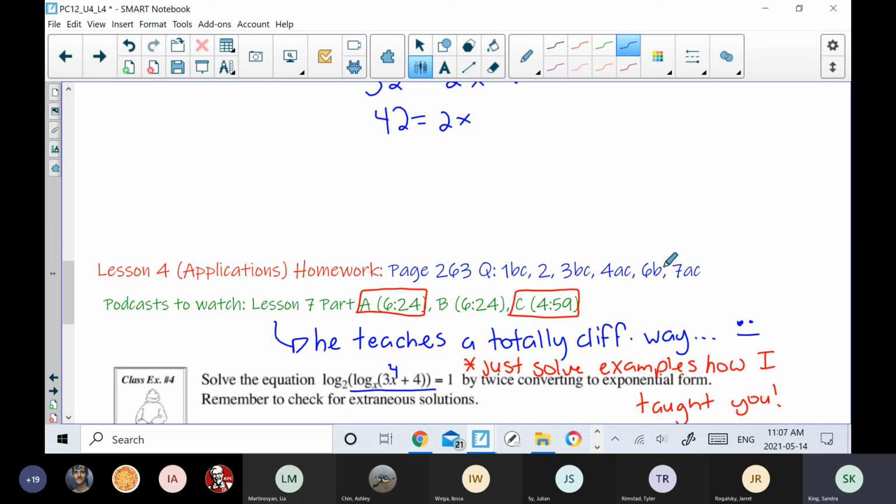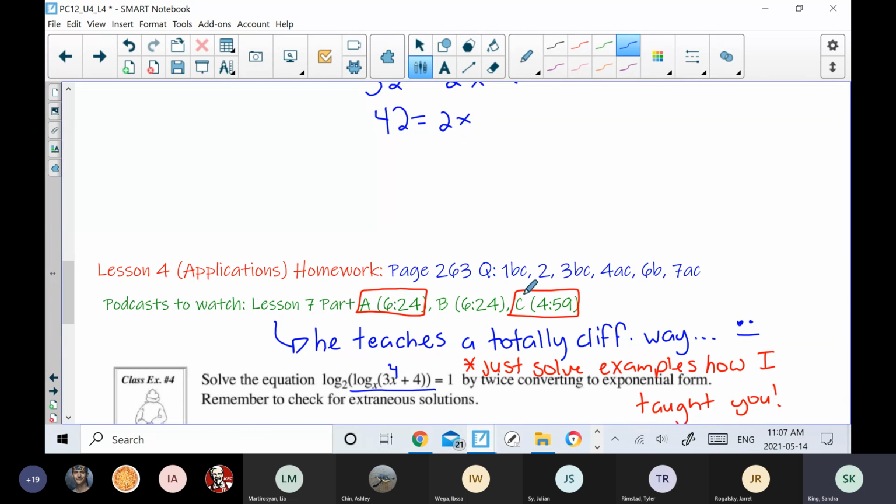It'll either be a case 1 or a case 2. So you have to know both of these, and this will be all your practice. There are 3 podcasts, which are these 3 here. The only thing that I want to caution you about these podcasts is he explains it in a different method than I do.